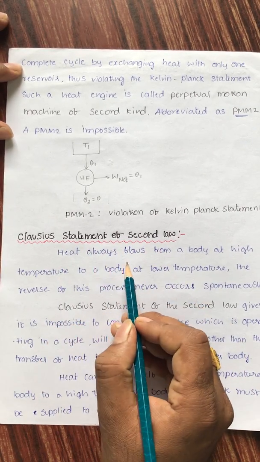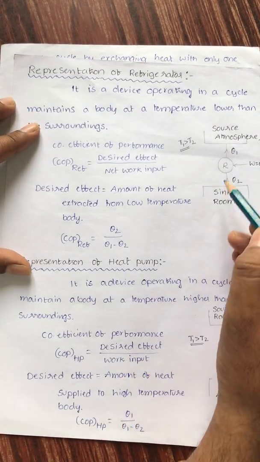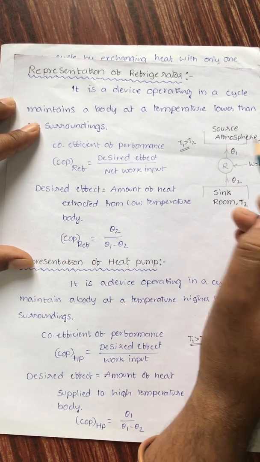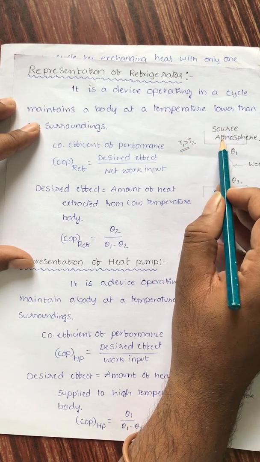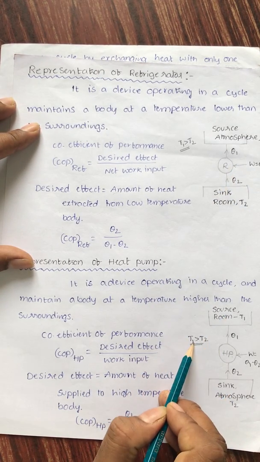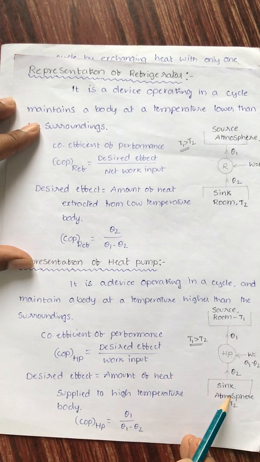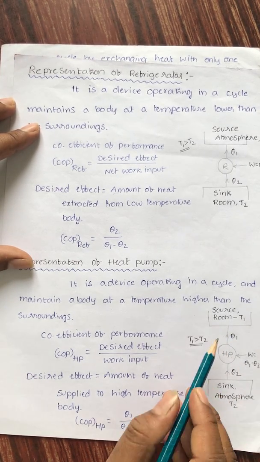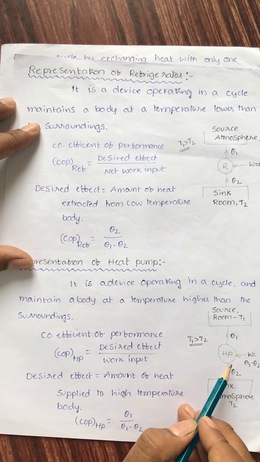Now let us go to the Clausius statement of the second law. It is very simple. If you observe a refrigerator or a heat pump, heat always flows from a high temperature body to a low temperature body spontaneously without doing anything. Here T1 is more than T2, this is the source and this is the sink, so heat can flow from the high temperature body to the low temperature body without doing anything. But the reverse can never occur spontaneously.